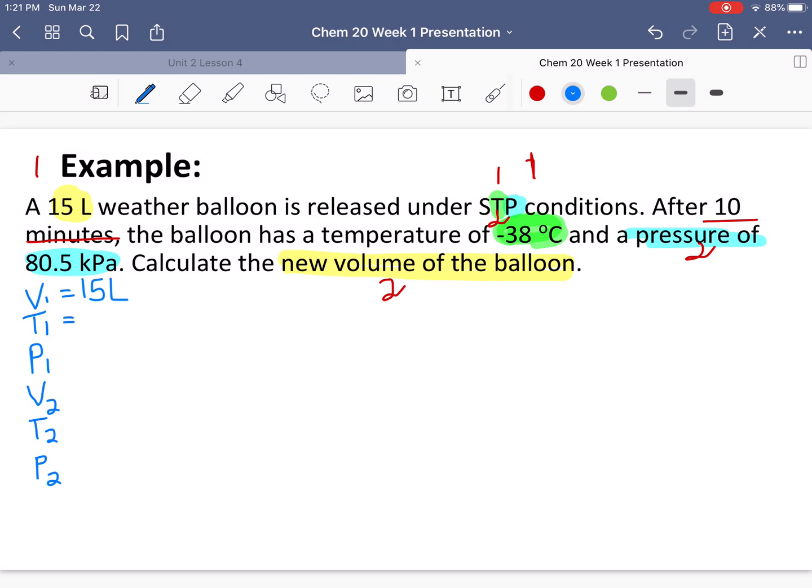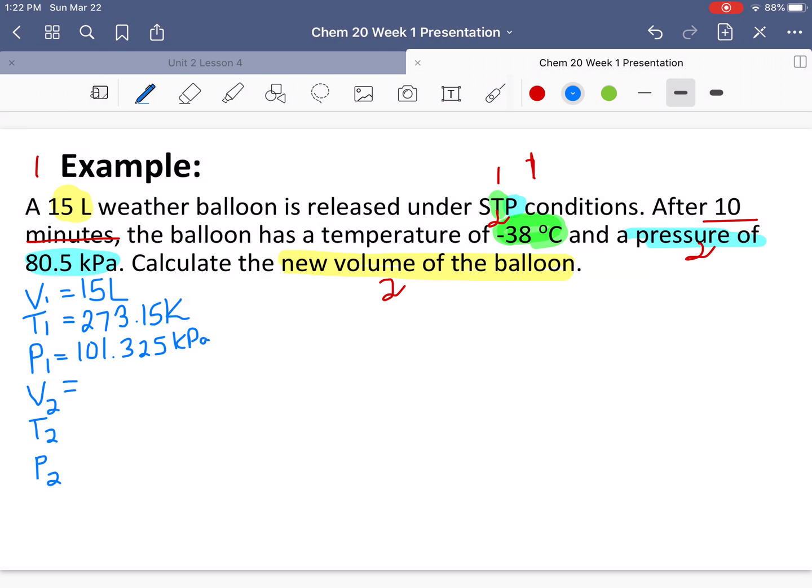Initial temperature, okay, go to your data sheet and have a look at it at STP. Don't even bother writing the degrees Celsius. Go right away to those Kelvin, 273.15 Kelvin. Same thing, look at the pressure at STP. It's 101.325 kilopascals. You must write units. This needs to be an absolute normal habit.